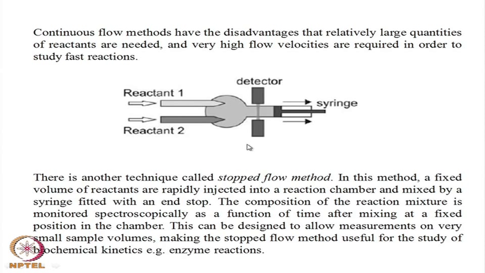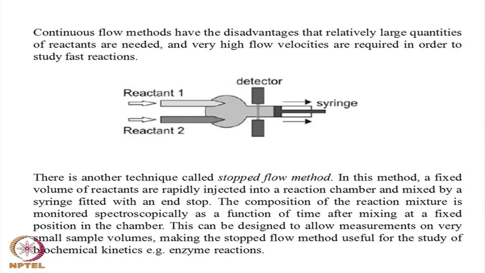So, it is a continuous flow method I just talked about. Continuous flow methods have the disadvantage that relatively large quantities of reactants are needed, and very high flow velocities are required in order to study fast reactions. For fast reactions, since they occur very fast, to compete with that speed you should pass your reaction mixture very fast through your flow tube. So, that is a difficulty.